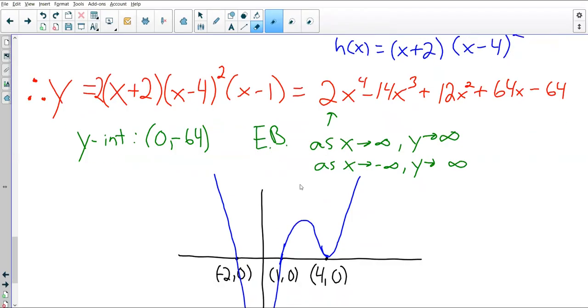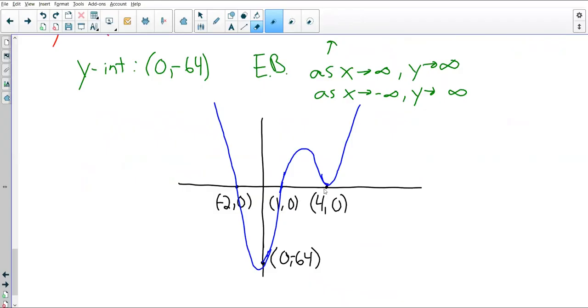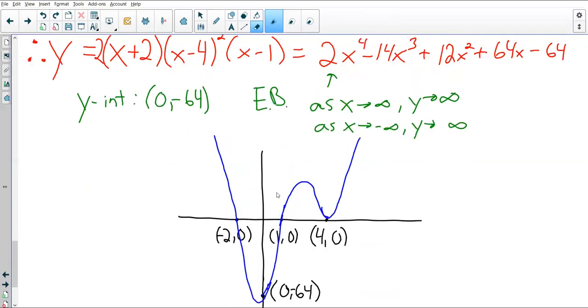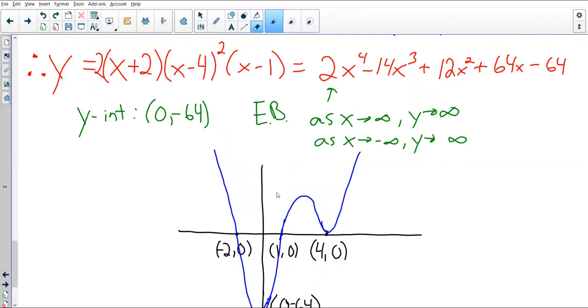I draw my axis and label my three roots. Because I have a multiplicity of 2 at x equals 4, I'm going to have a vertex sitting on the axis at that point. I also label my y-intercept. I have the end behavior, and that gives me a rough sketch of the graph. I can't figure out exactly where those maximums and minimums are because that's a calculus problem. All right, so that is how we apply everything we know about factoring and the rational root theorem to sketch higher order polynomials.